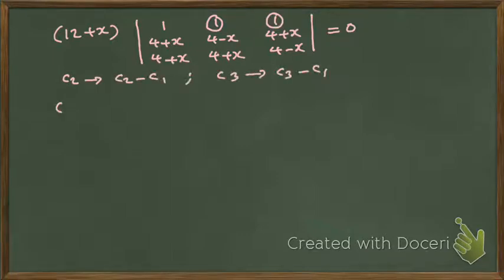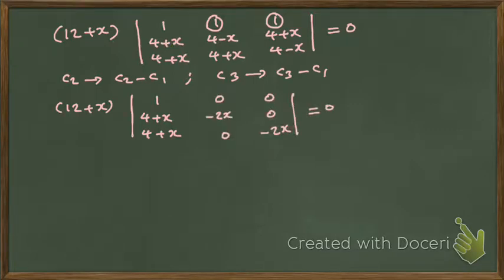So I want zeros here and 0 here and 0 here. Pretty straightforward operation. If I want 0 here, it's C2 changes to C2 minus C1 and C3 changes to C3 minus C1. So when you do that, C2 changes to C2 minus C1. I have 12 plus x outside. C1 I copy as it is because you are doing column-wise operation. Now from C2 I subtract C1. 1 minus 1 will be 0. When I subtract it here, 4 minus 4 will be 0. Minus x is going to be minus 2x. And 4 plus x minus 4 plus x is 0.